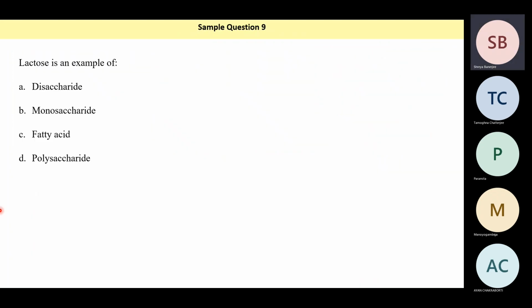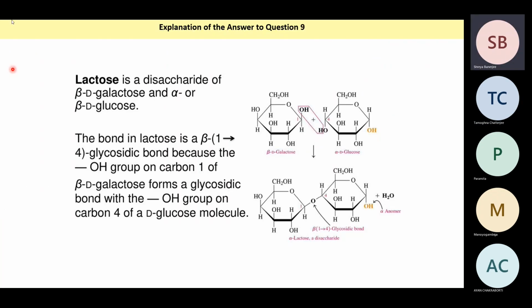This is another question, which is saying that lactose is an example of a disaccharide. Correct answer is A. You have to remember that the question can also come like this: it is made up of which two monosaccharides. So you also have to remember that it is made up of galactose and glucose.